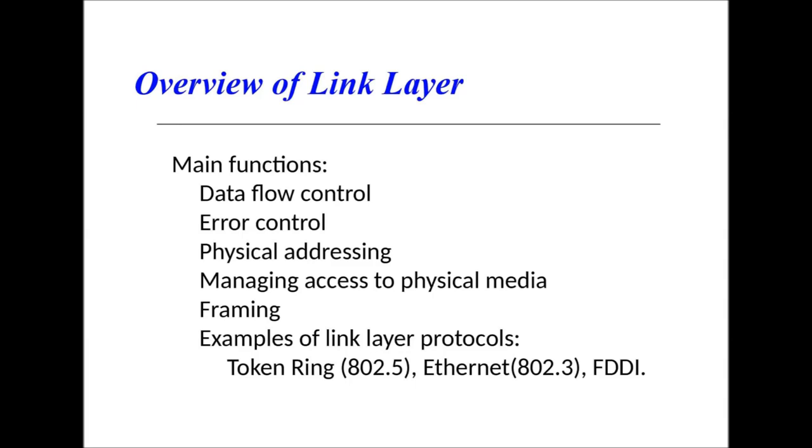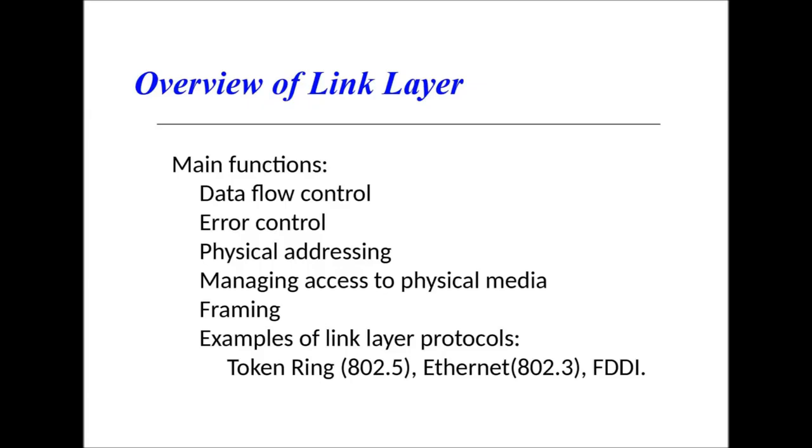These are some main functions of the data link layer. Number one, data flow control. What is flow control? Dear students, sender and receiver have limited capacity to receive or transmit data. If more data than the capacity is transmitted towards the receiver, there will be overflow and there are chances of data loss. So there must be flow control, and data flow control is a main responsibility of the data link layer.